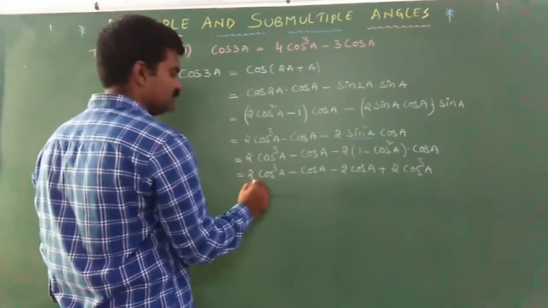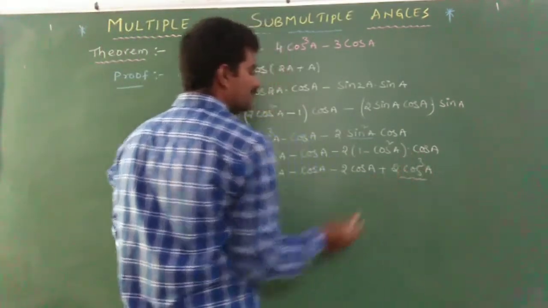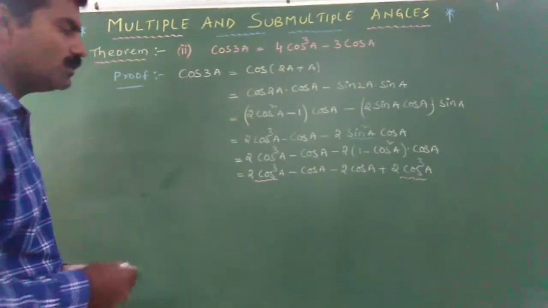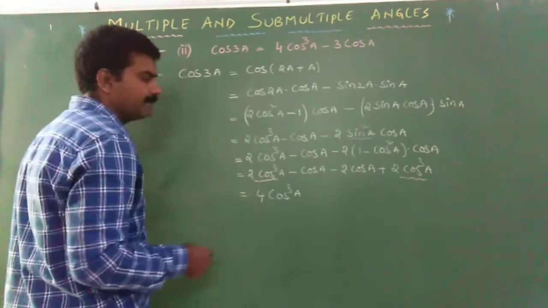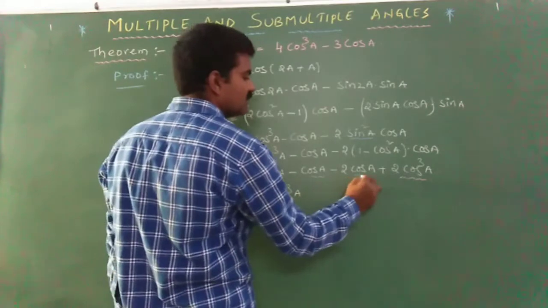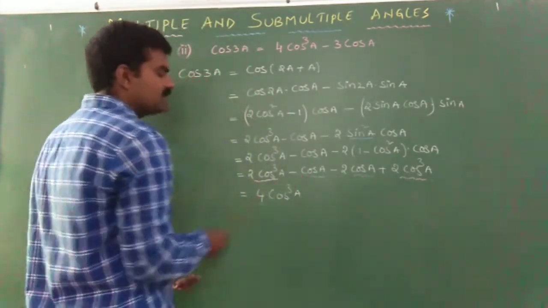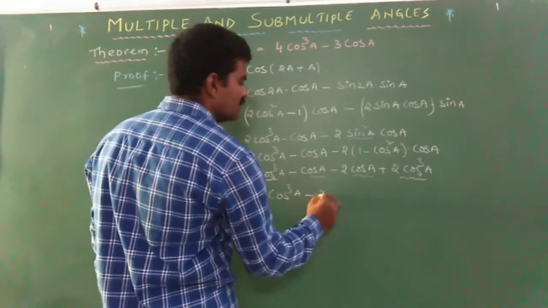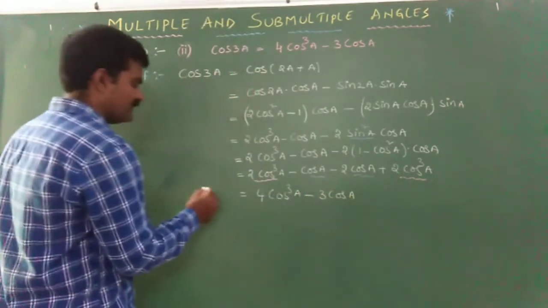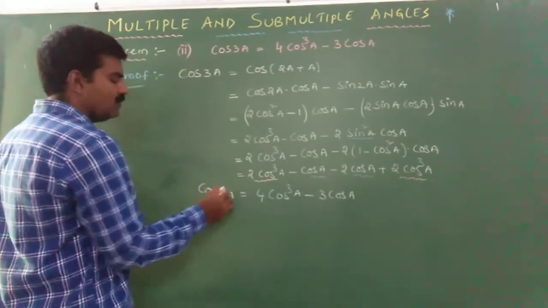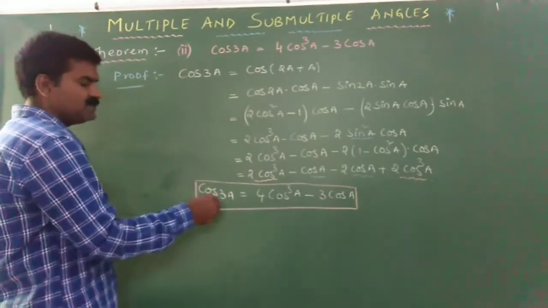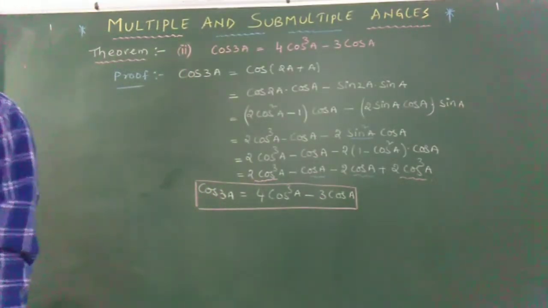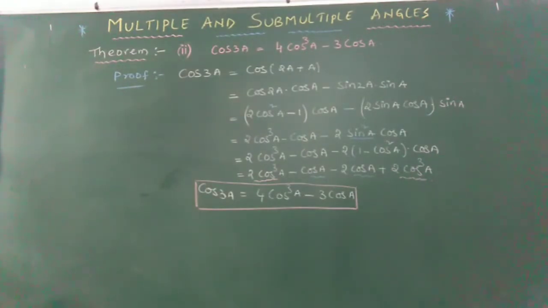So look at the first term and last term: 2 cos cube a plus 2 cos cube a together is equals to 4 cos cube a. And even these two, you see, minus 2 cos a and minus cos a, is equals to minus 3 cos a, and which is equals to cos 3a. Hence the formula for cos 3a, 3a is a multiple angle, is equals to 4 cos cube a minus 3 cos a.